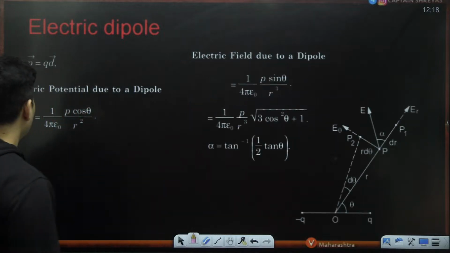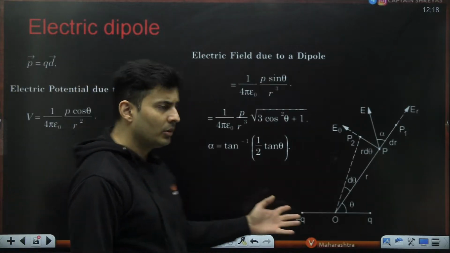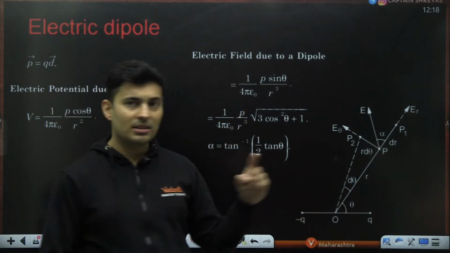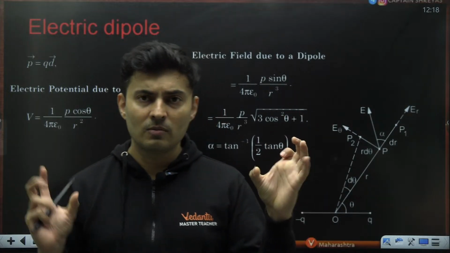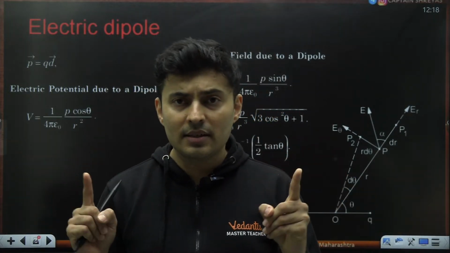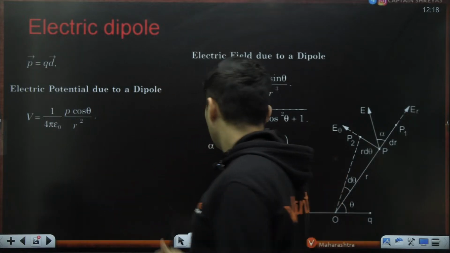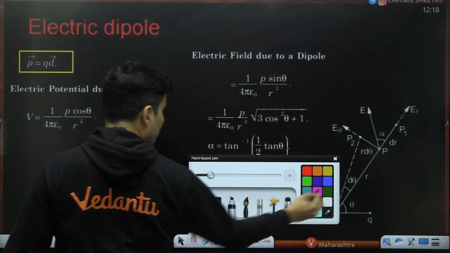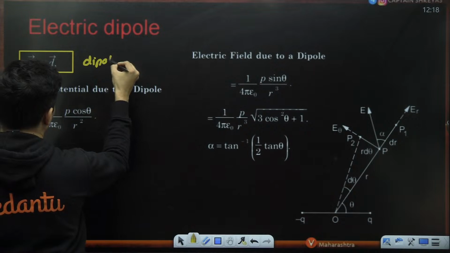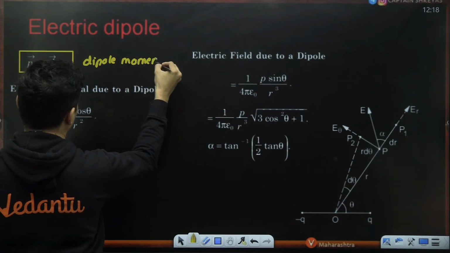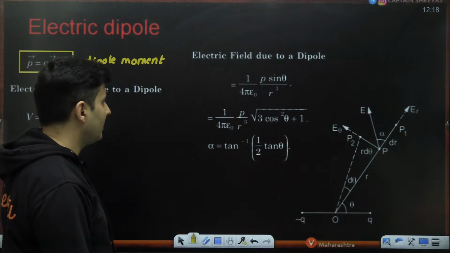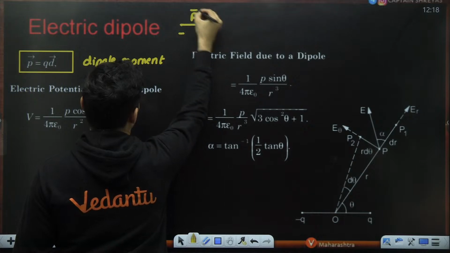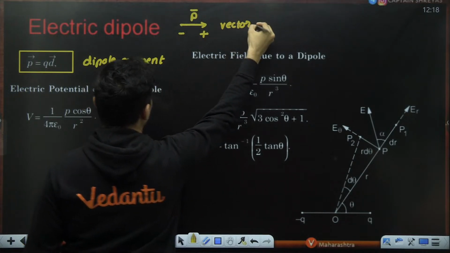Okay, electric dipole. Gravitational dipole does not exist, by the way. So you take two charges separated by a distance. Charge is q, distance is something. Charge into the distance gives you the dipole moment. So this is that formula of dipole moment. Two charges equal and opposite separated by a distance is called a dipole. This is positive, this is negative. This is how the dipole moment will be. It is a vector quantity.